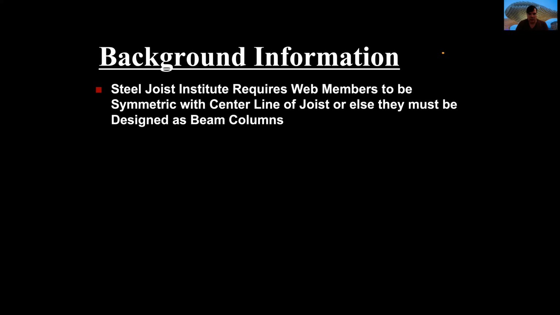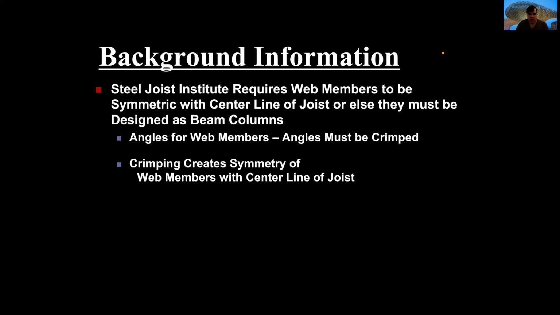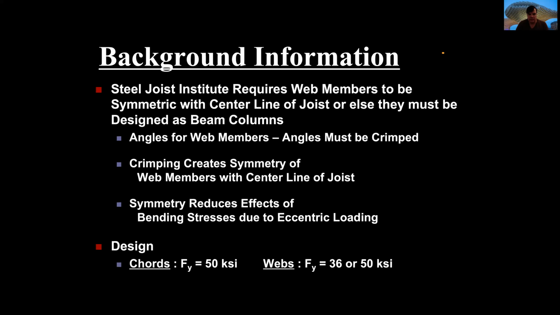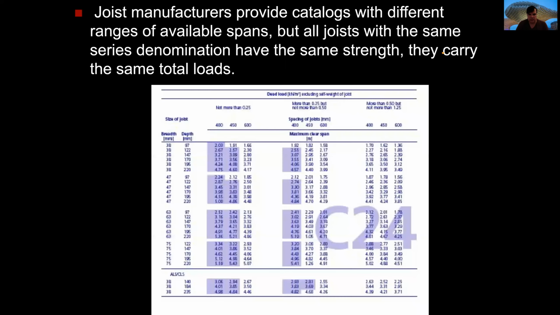They are like beam columns. The idea is that we have a material that will allow symmetry, which reduces the effect of bending stress when we have eccentric loads. Usually the chords are made with a steel of 50 KSI, and the webs can be 50 or 36.